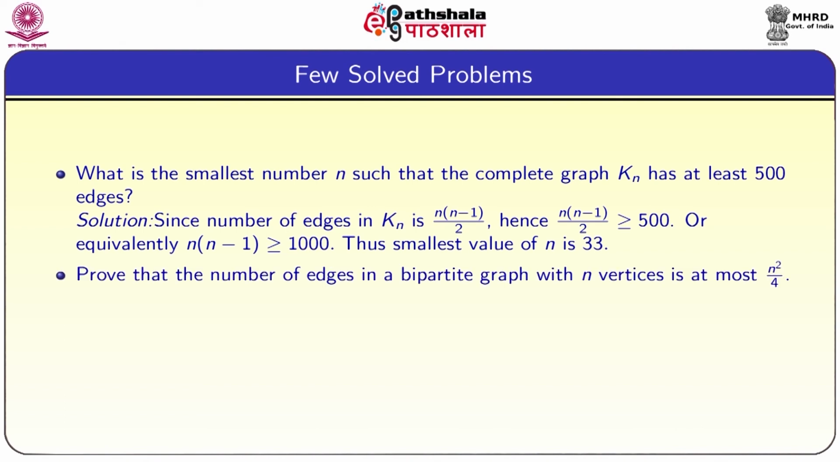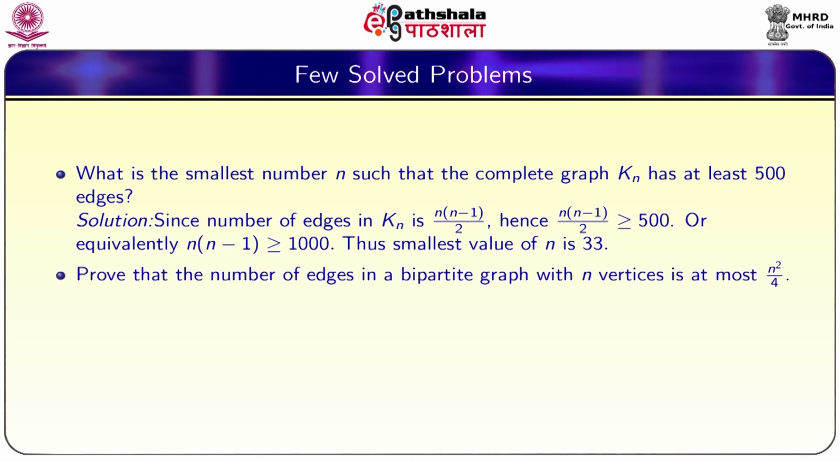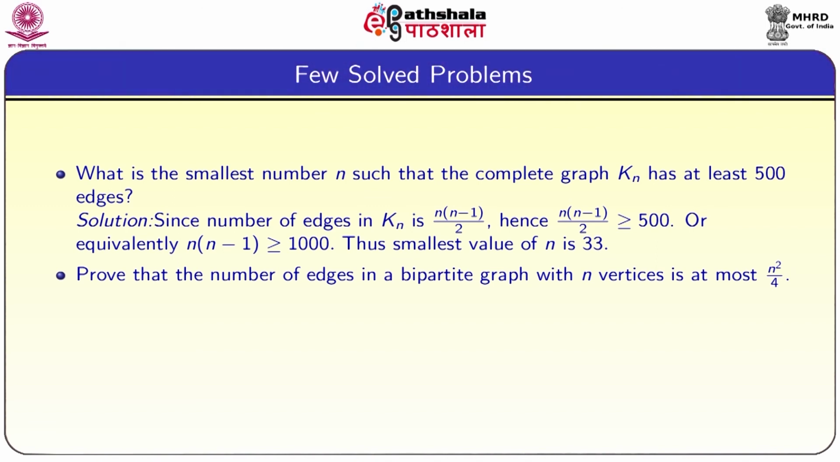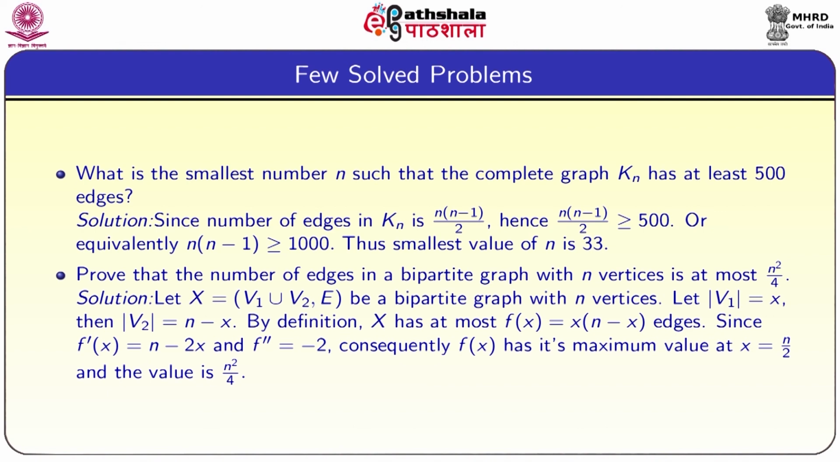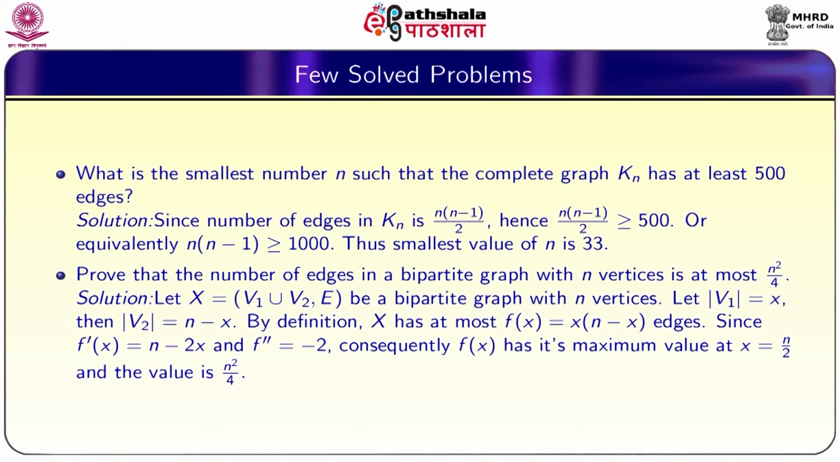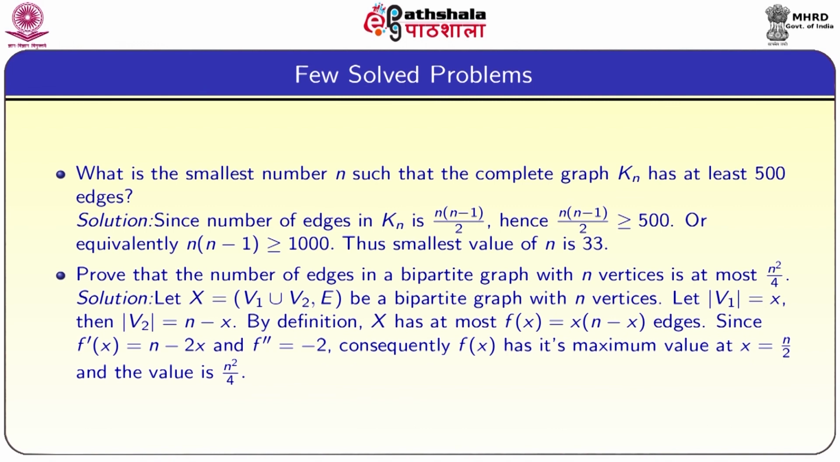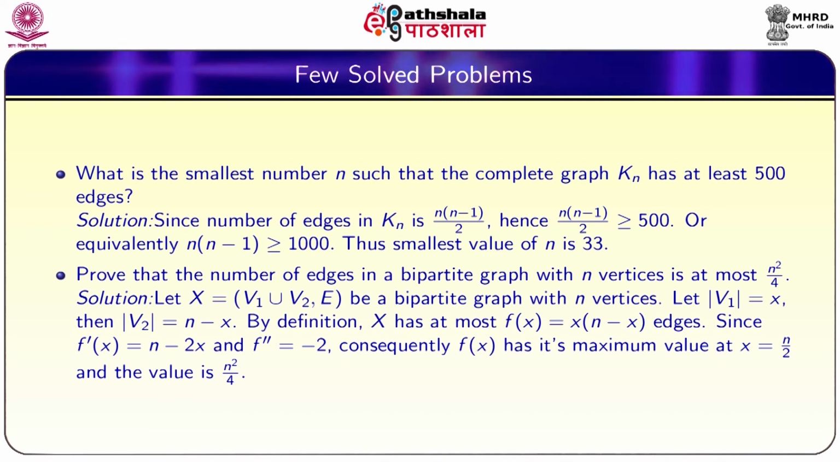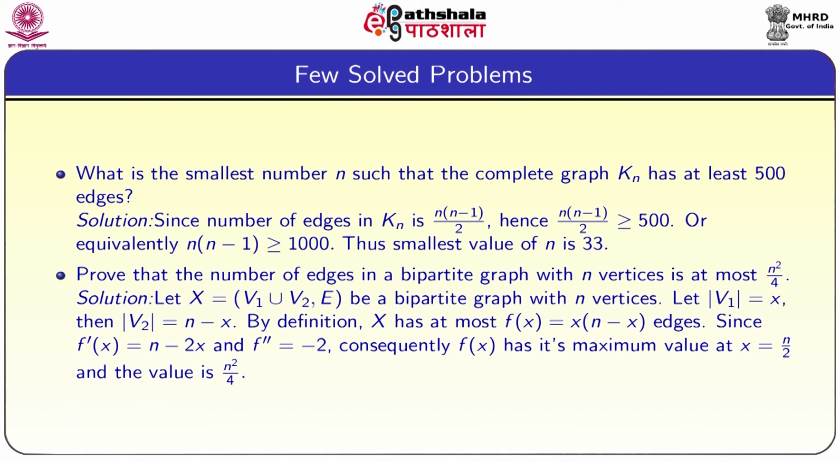The next problem is, prove that the number of edges in a bipartite graph with n vertices is at most n squared by 4. The solution: let X equal (V1 union V2, E) be a bipartite graph with n vertices. Let modulus of V1 equal x and modulus of V2 equal n minus x. It is because we are assuming total vertices are n. So if V1 has x vertices, then V2 is going to have n minus x vertices.